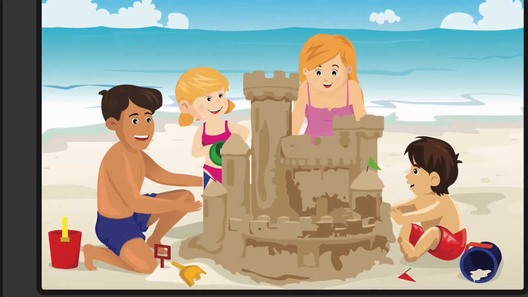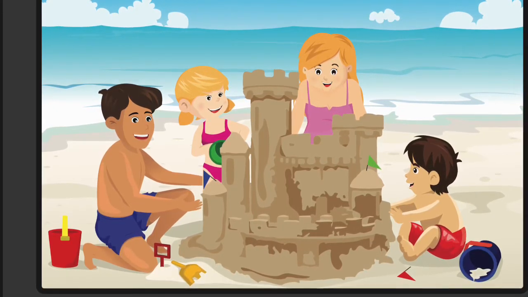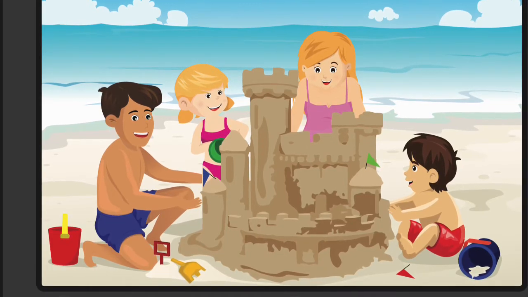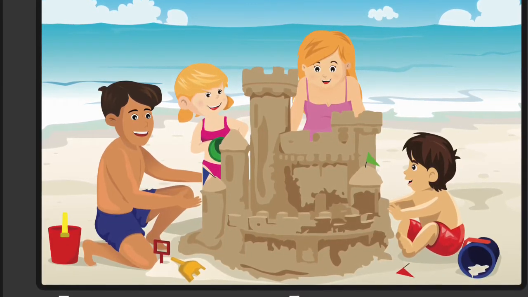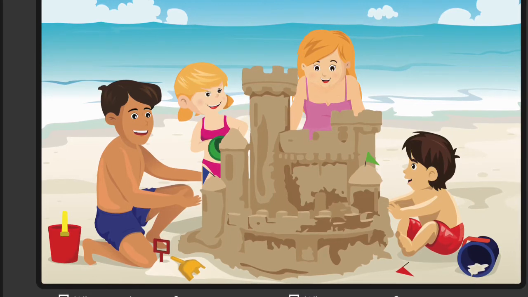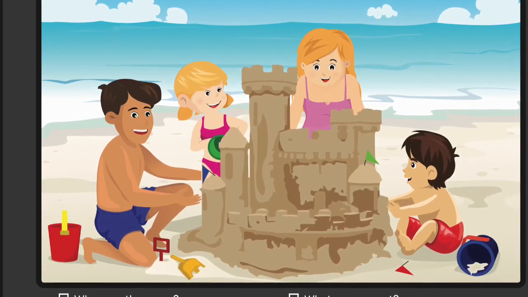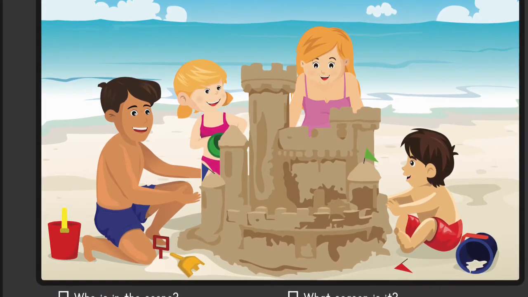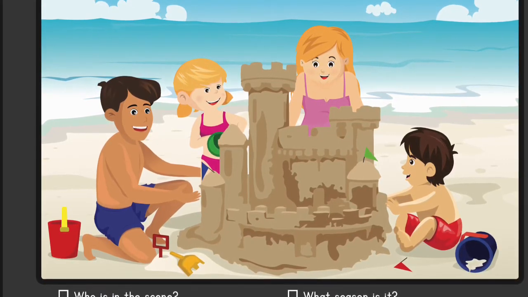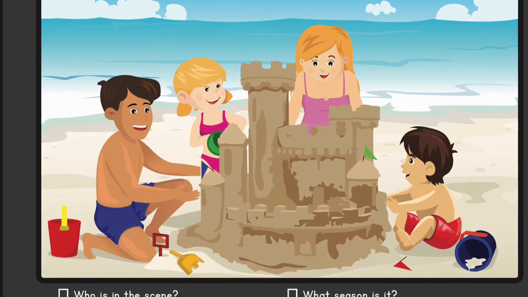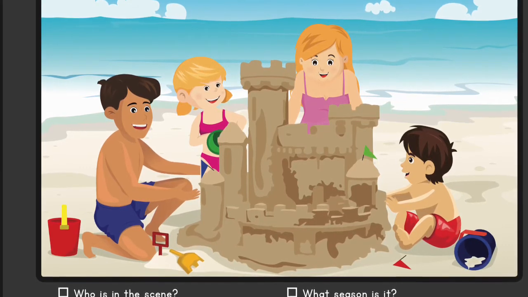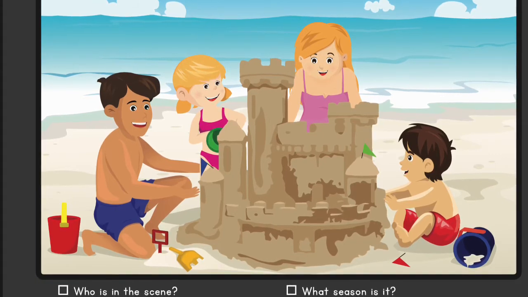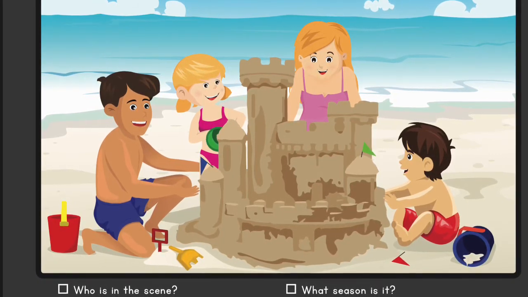For example, the first question is, who is in the scene? When I look at the scene, I see 4 people. 2 are grown-ups and 2 are kids. They all seem to know each other because they are playing together. So my guess is that they are a family. So when I answer the question, who is in the scene, I would say there's a mother, a father, a sister, and a brother.